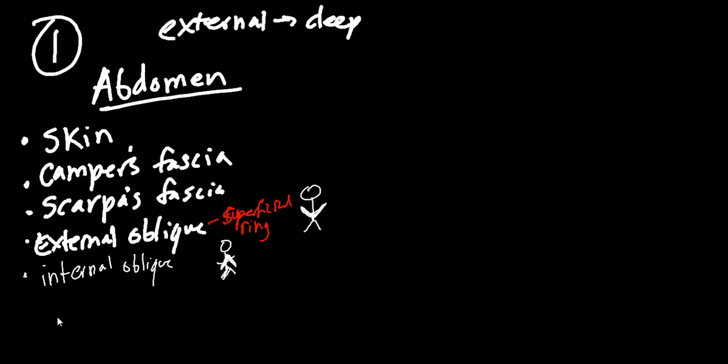Below your internal oblique, you've got your transversus abdominis. One thing I didn't point out was your external oblique is going to form your superficial ring. Next, you're going to have a few more arches. All of these are going to be part of your inguinal canal. So there'll be arches in your inguinal canal. The internal oblique will be an arch, the transverse abdominis will be an arch.